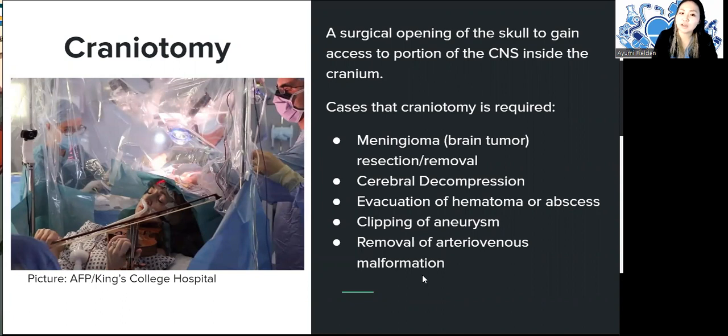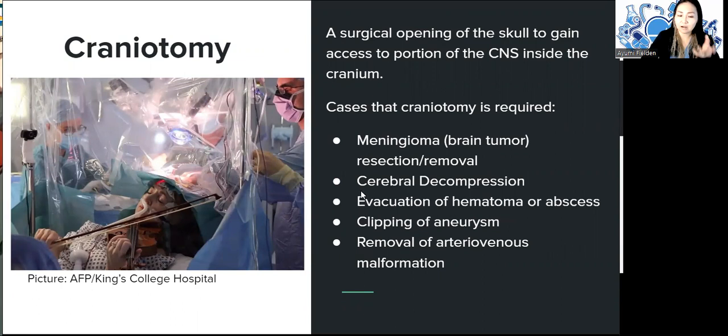So why do we need to do craniotomy? We don't just open up a skull just for the fun of it, right? We need to gain access within the cranium to see something or take out something or fix something. So what are the examples? They usually do craniotomy with some sort of tumor removal, like meningioma, right? Or glioblastoma removal, cerebral decompression, evacuation of hematoma or abscess, clipping of aneurysm, removal of AV malformation. That'll be the example. So let's talk about the big craniotomy that you're probably gonna see with your tumor resection.